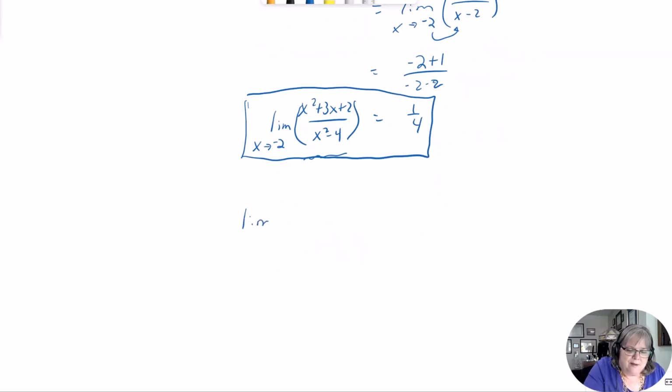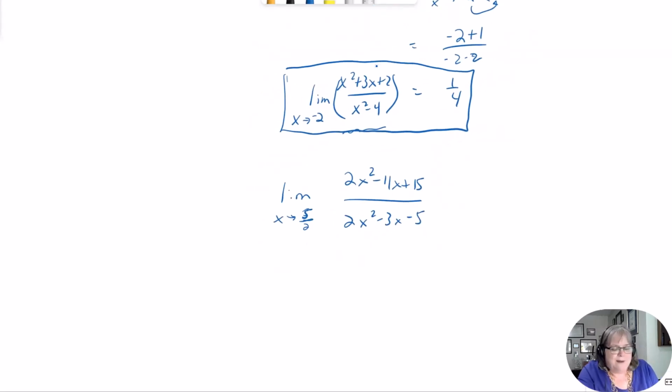How about the limit as x approaches 5/2? That's supposed to be a 5 over 2 of 2x squared minus 11x plus 15 over 2x squared minus 3x minus 5. All right. Now, you may not be really keen on factoring or whatever, but it is a really well-used technique and you need to get familiar with it. And a lot of people don't like fractions, but I would be suspicious about putting 5/2 in here.